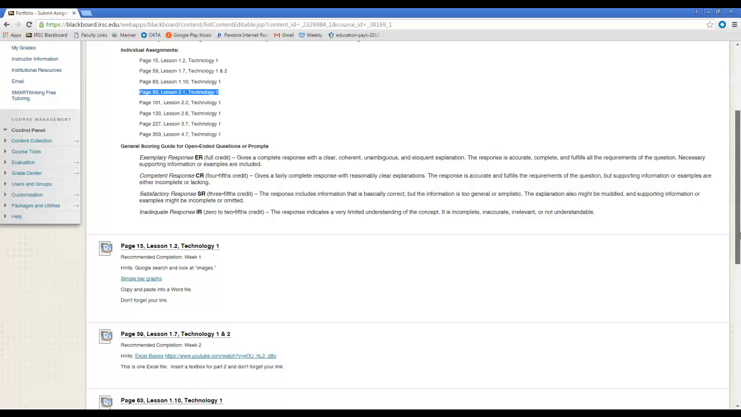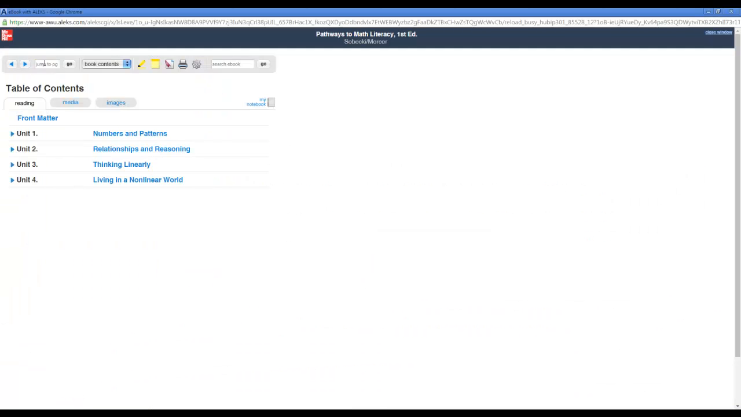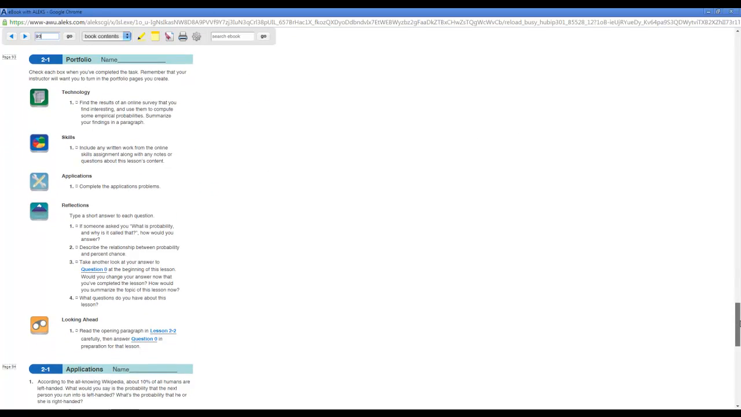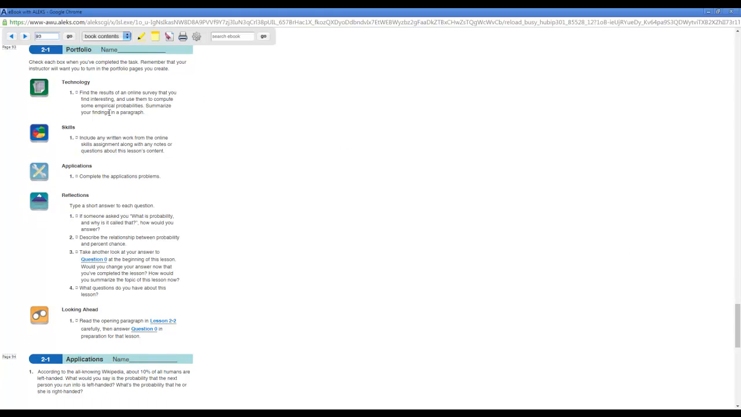Okay. All right. So it says page 93, lesson 2-1, technology 1. So let me pull up the ebook real fast. Go to page 93. Let's see here. So it told us to do technology 1. It says, find the results of an online survey that you find interesting, then use them to compute some empirical probabilities. Summarize your findings in a paragraph.